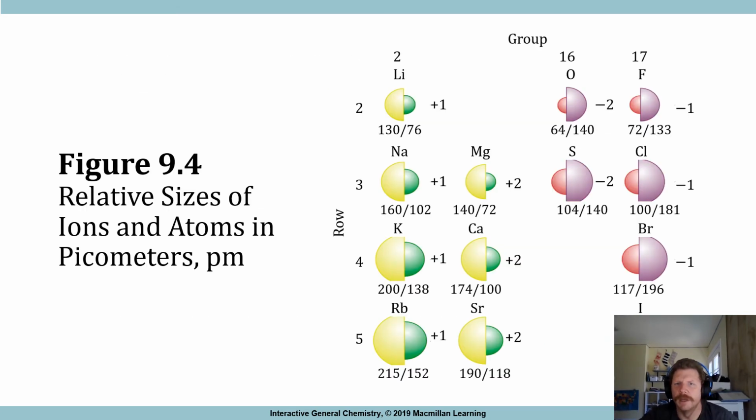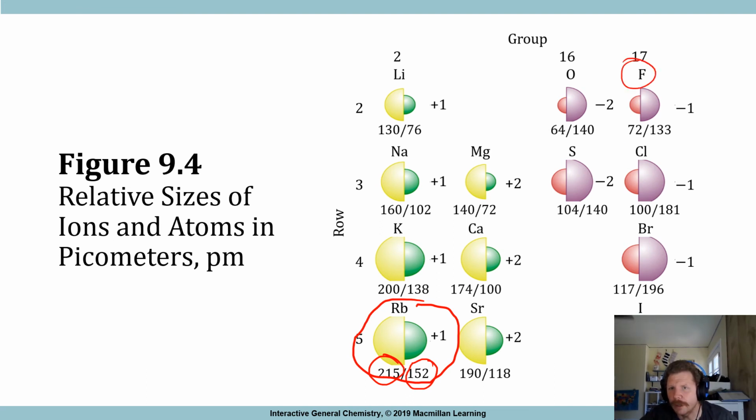Here we have a representation of rubidium. The size of the neutral element, Rb, is 215 picometers, whereas the rubidium cation, which has lost one electron, is 152 picometers. So generally we like to compare a neutral atom to an anion or a cation and ask the question, has it changed in size? Yes or no? Has it gotten larger? Has it gotten smaller?